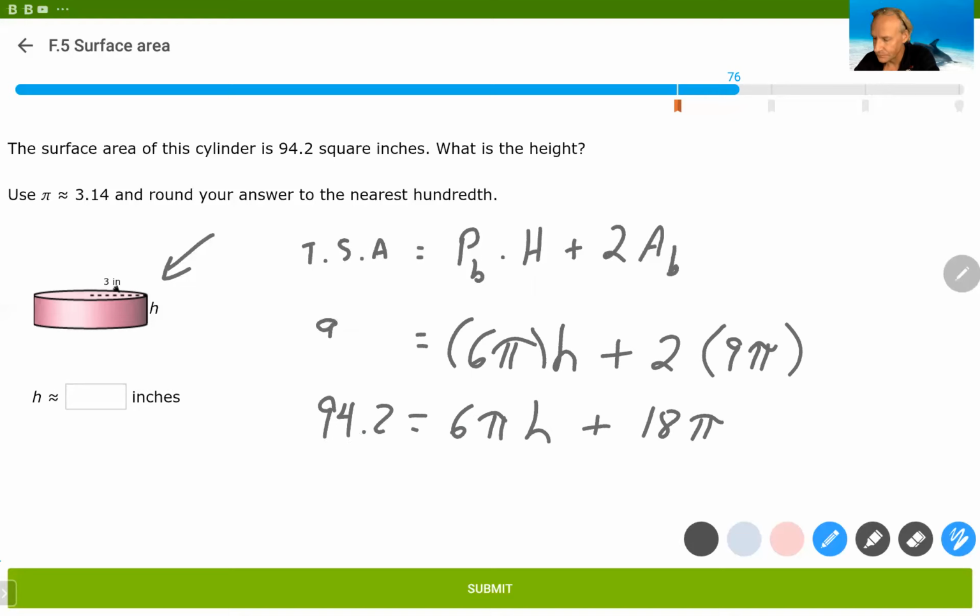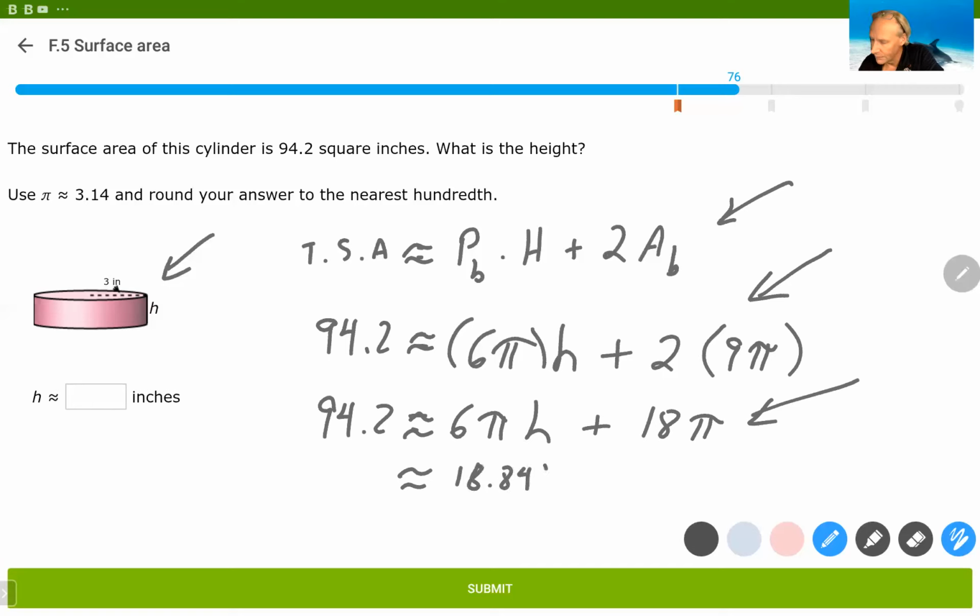Now, I want you to notice I followed all the steps. I have a diagram, it's labeled. I have a formula. I substituted into that formula. I simplified, and now I'm going to solve. Now, in order to solve this, I only want an approximation because, again, this is only approximate when I substitute for pi. So we're looking at approximately 6 times 3.14, 18.84. 18 times pi.